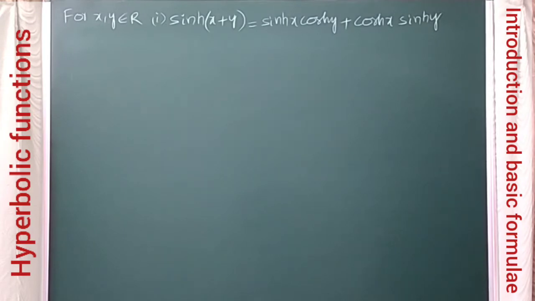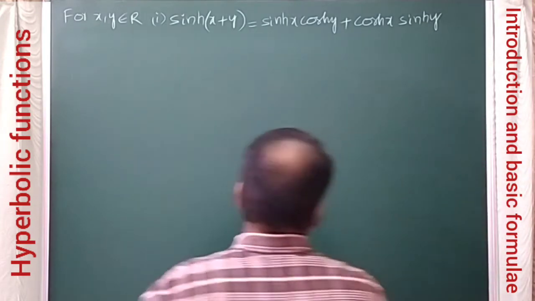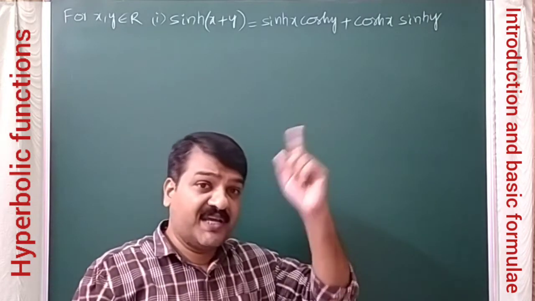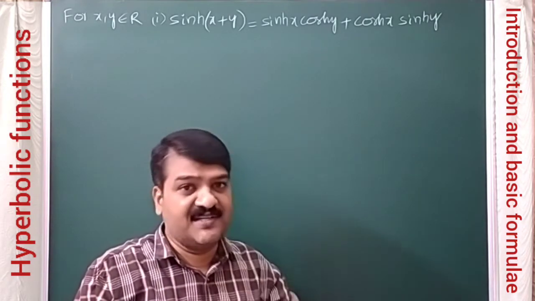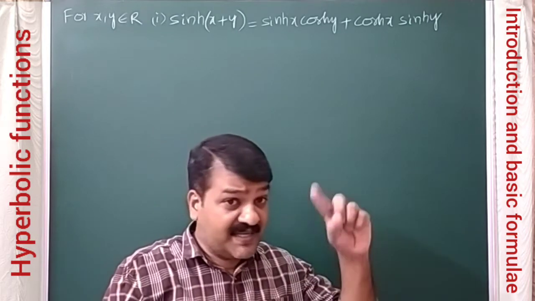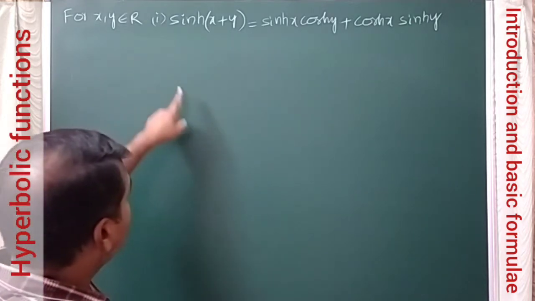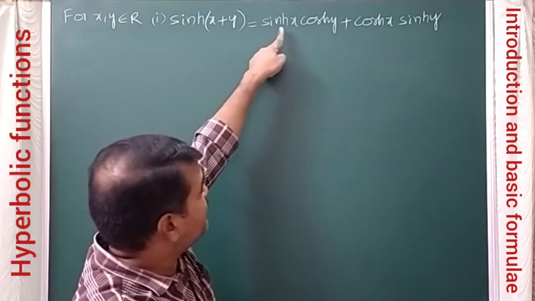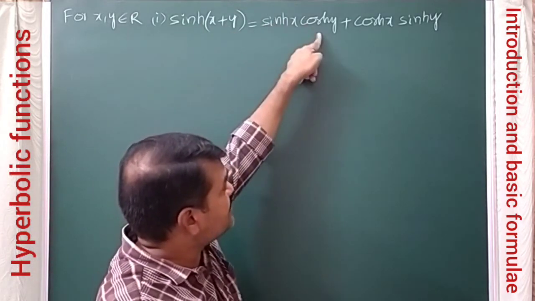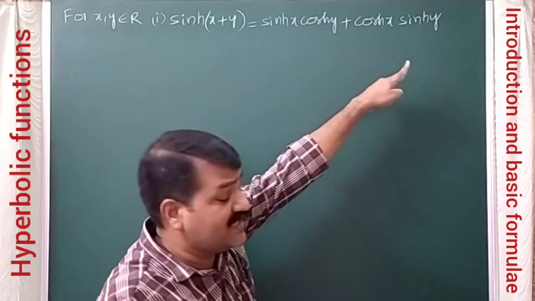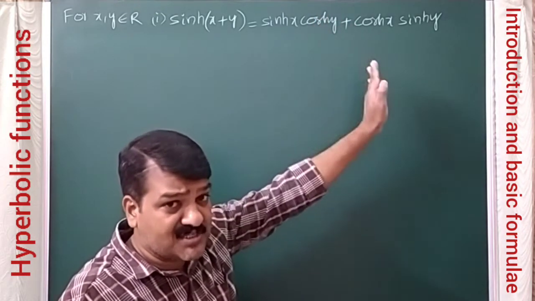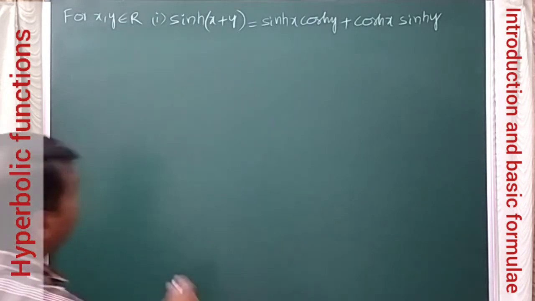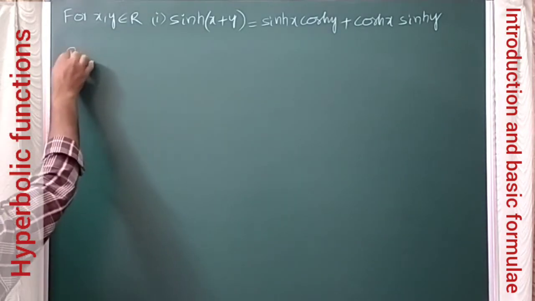Let us derive this formula now. This is similar to the sin a plus b compound angle formula in trigonometric functions. Like that, sinh of x plus y is sinh x cosh y plus cosh x sinh y, similar to sin a plus b, which is sin a cos b plus cos a sin b. Let us derive this one. So I am taking the RHS.